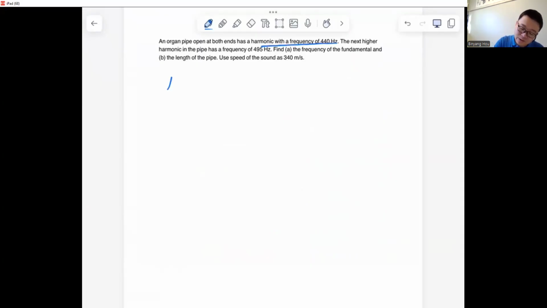So we can say, or actually frequency, f sub n is equal to 440. Okay, so that's just a fourth harmonic. And the next one should be just f sub n plus 1, right? The next harmonic is the n plus 1. That should be 495 hertz. Okay.